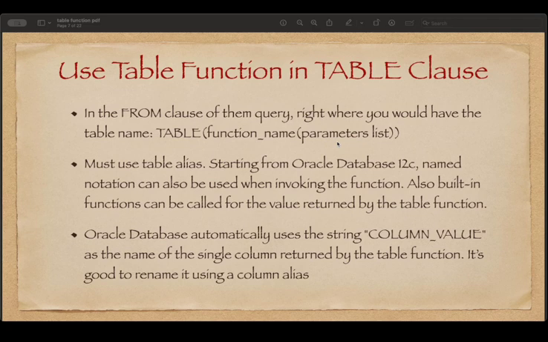You can, starting in Oracle Database 12c, also use named notation when invoking the function. You can also call built-in functions for the value returned by the table function. Oracle Database automatically uses the string COLUMN_VALUE as the name of the single column returned by the table function. You can rename it using a column alias.